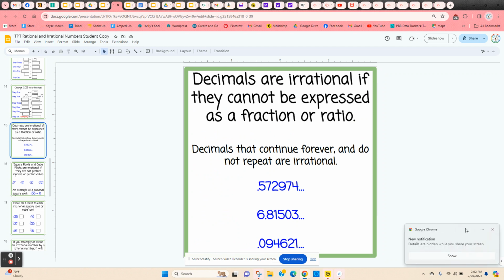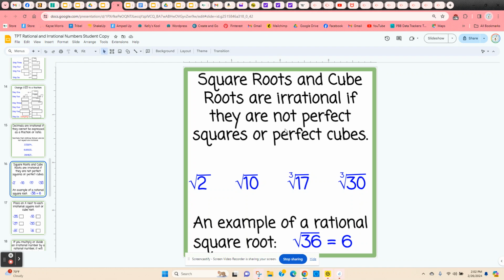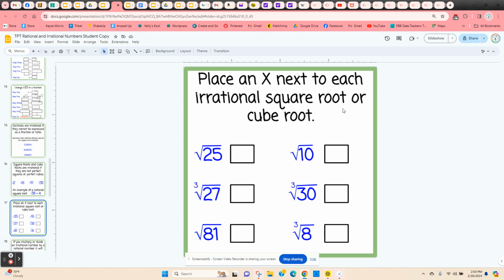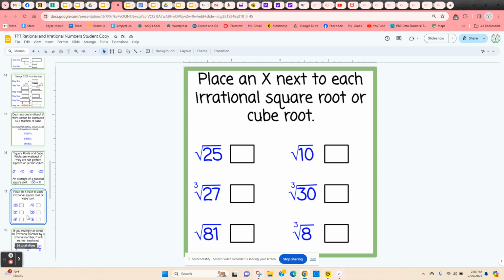Now, decimals are irrational if they go on forever and they don't repeat. So these are all irrational. Square roots and cube roots are irrational if they're not perfect squares or perfect cubes. And these are all irrational. This one at the bottom is an example of a rational square root. It's a perfect square, it equals 6. So it's rational. And then on the next slide, students are going to put an X next to any of these that are irrational. If they're not perfect squares or perfect cubes, they are going to be irrational.